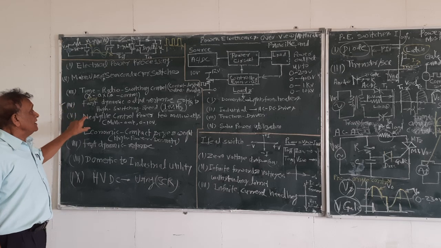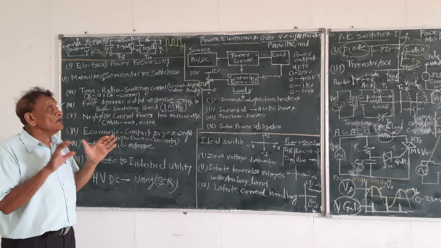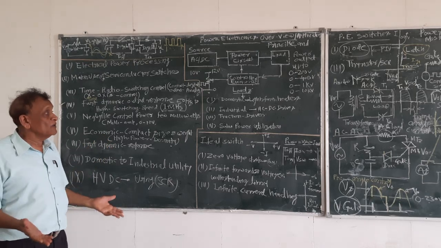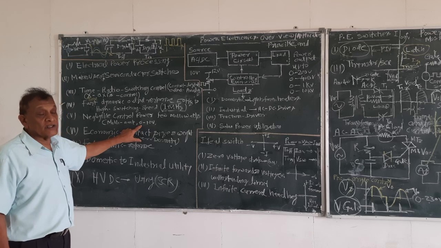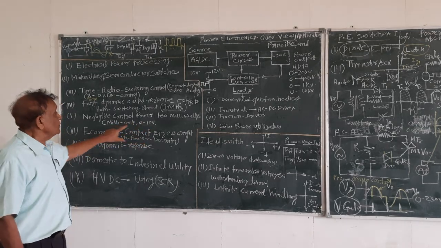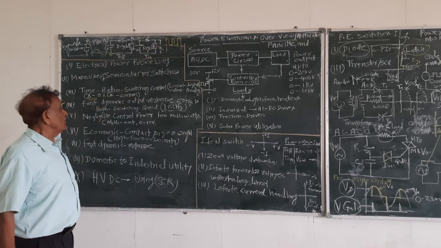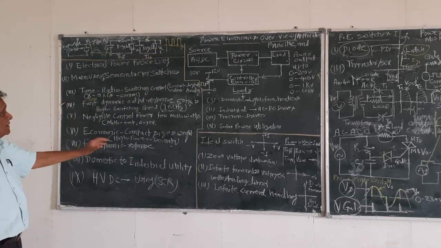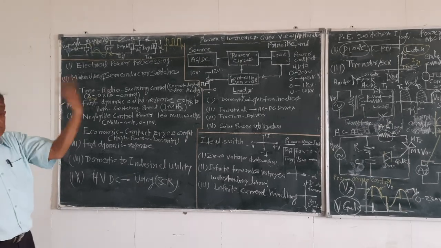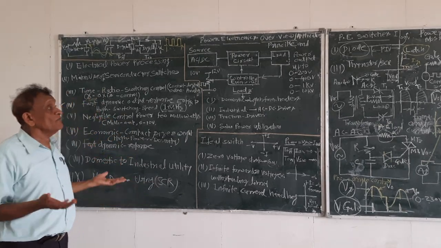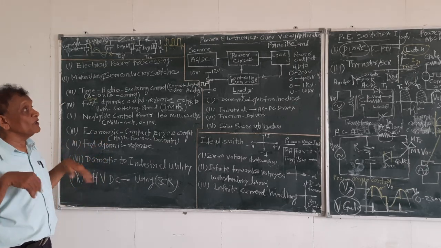Next advantage is it has negligible control power. For controlling, we are not using much power. It is just in milliwatts, milliamperes, and the voltage range is 0 to 10 volts. So 0 to 10 volt pulses, with a current in the milliampere range, and therefore the power consumption is in milliwatts, while the power being controlled is of the order of few kilovolts or up to kiloamperes.